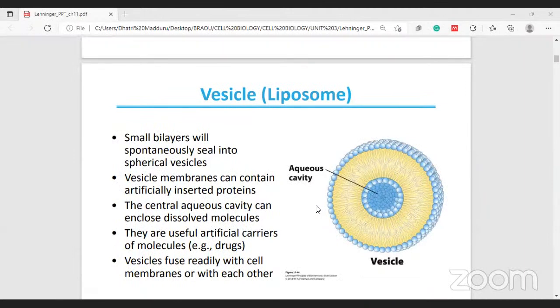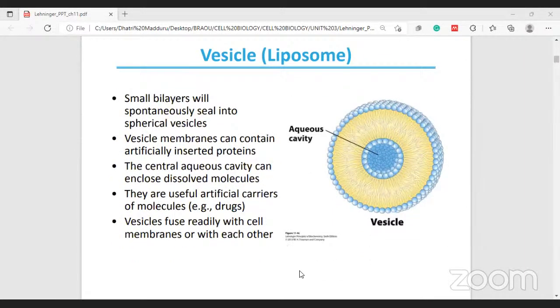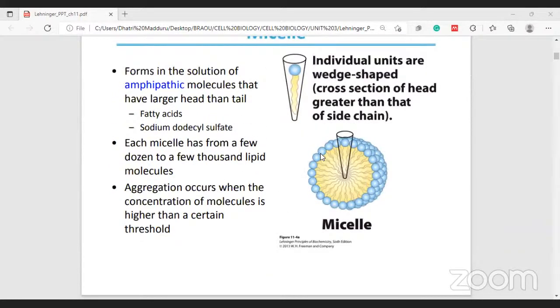Then vesicle or liposome. Here we can see you have polar heads surrounding the non-polar part, and inside also you have a layer. So they are small bilayers. Now when you see the top one, that is not a bilayer. It is a single layer, if you understand from the structure. Here only one layer of heads, then below, tails are there.